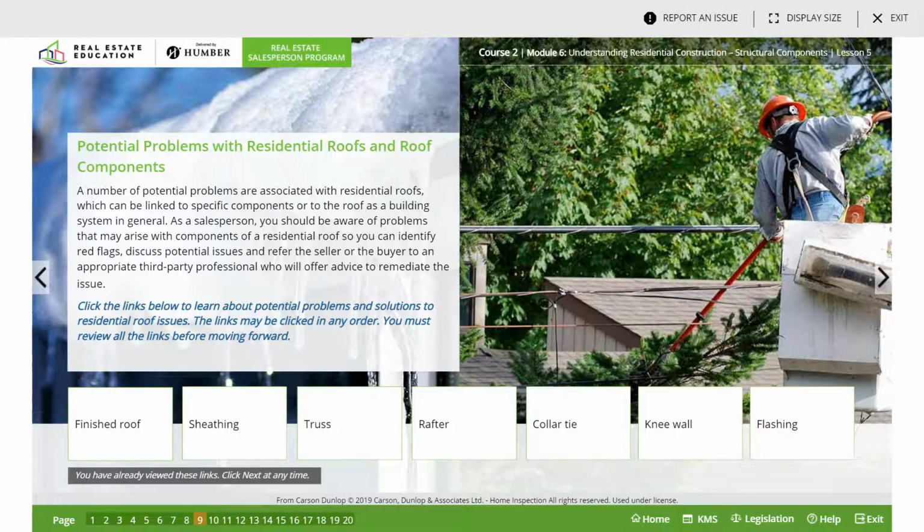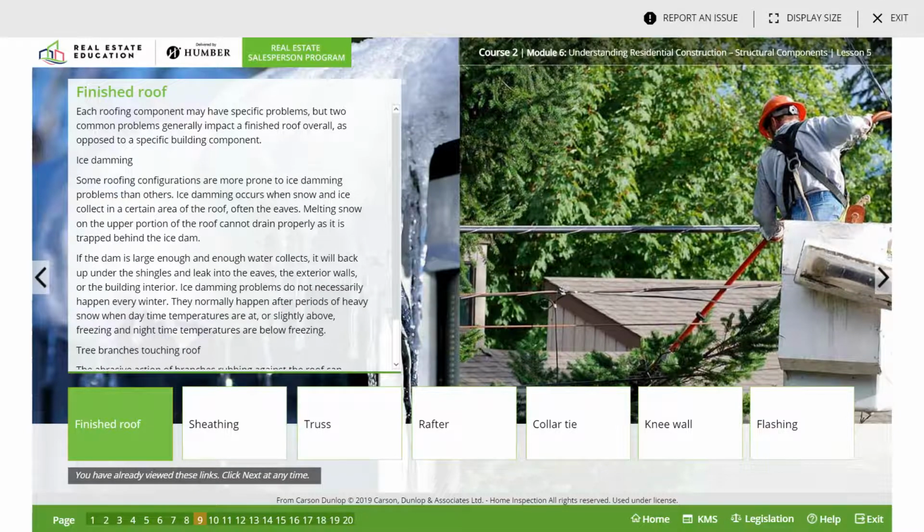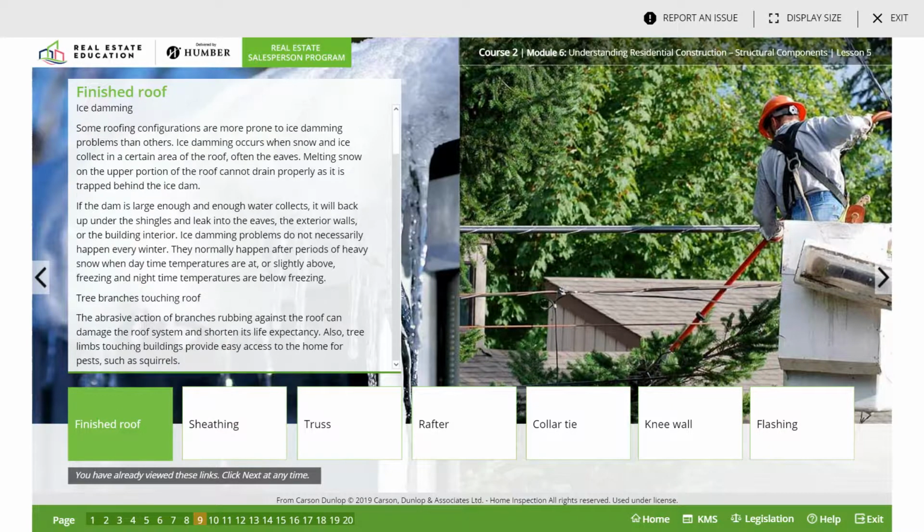Alright. Potential problems with residential roofs and roof components. Starting with the finished roof: each roofing component may have specific problems, but two common problems generally impact a finished roof overall as opposed to specific building components: ice damming and tree branches touching the roof. So these are two problems that can occur.